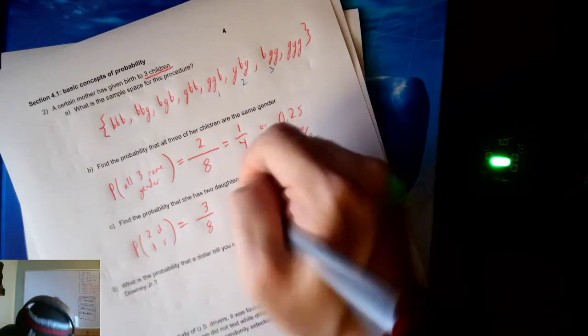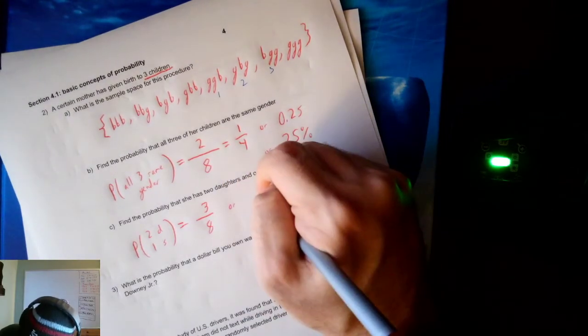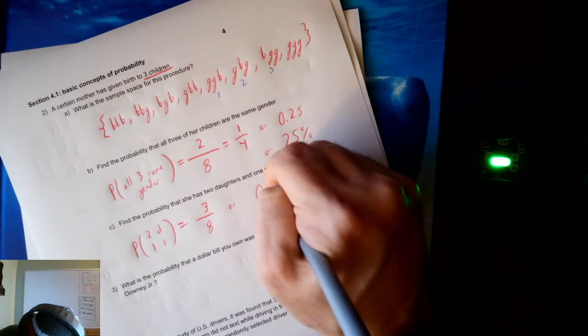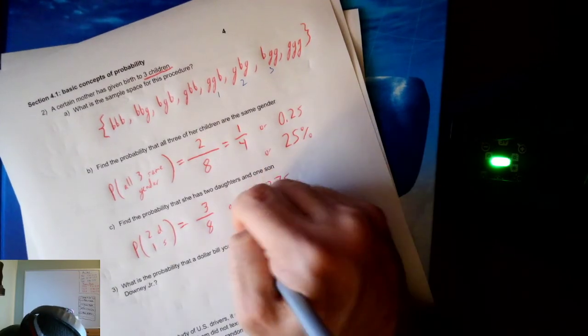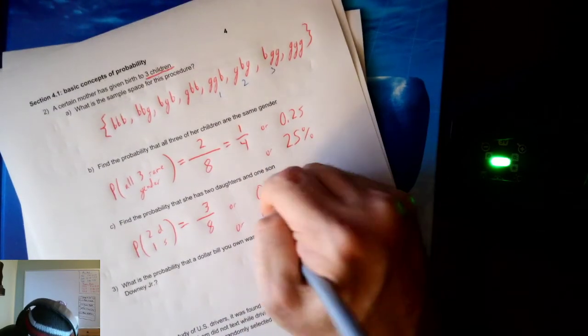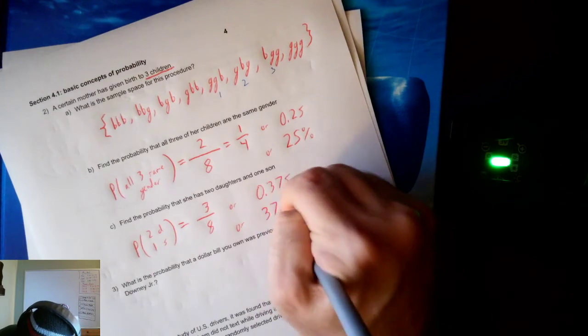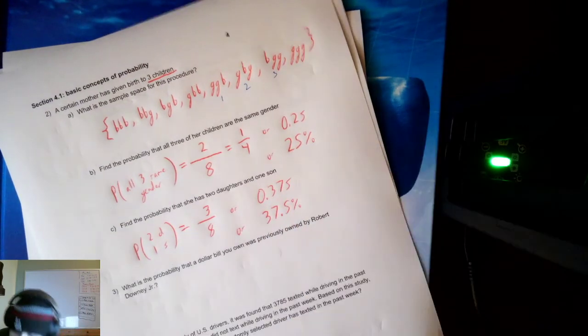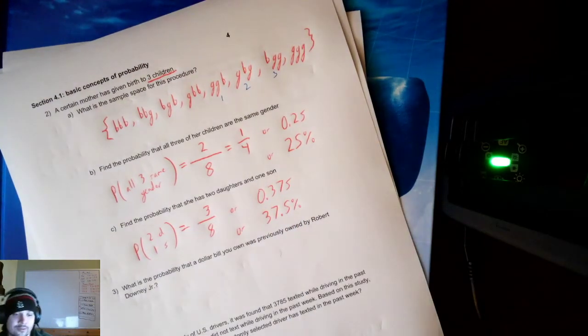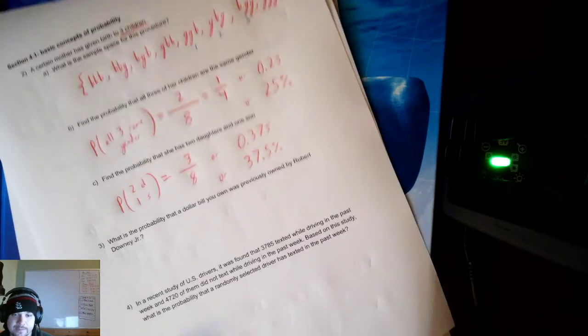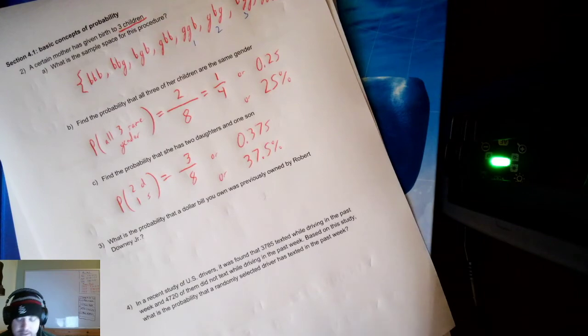Let's see, as a decimal, 3 divided by 8 is 0.375, or if I so prefer, as a percentage, that would be 37.5%, right? We want to get used to all 3 different expressions: fractions, decimals, and percents. Now let's look at the third example.